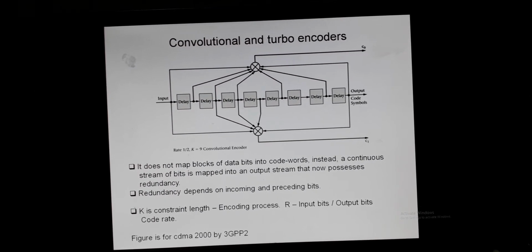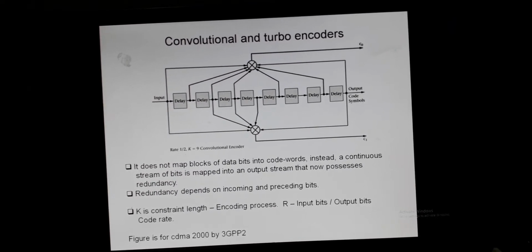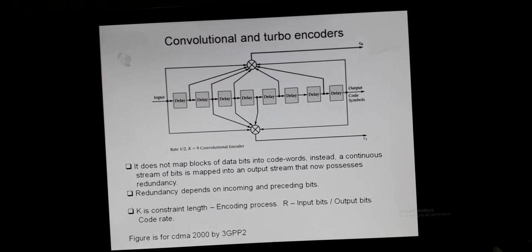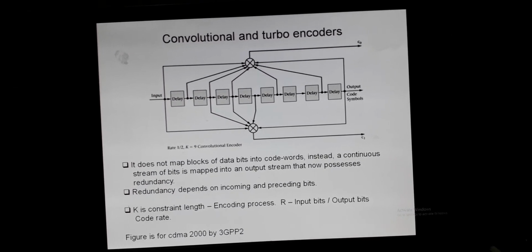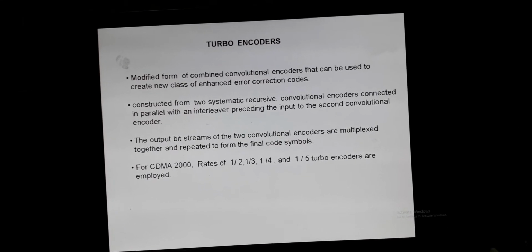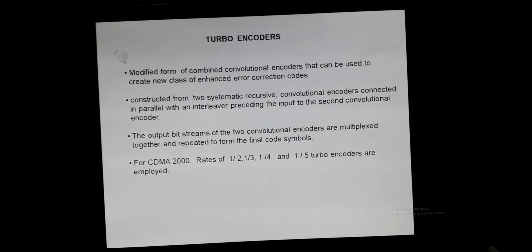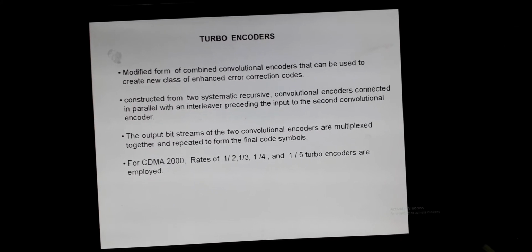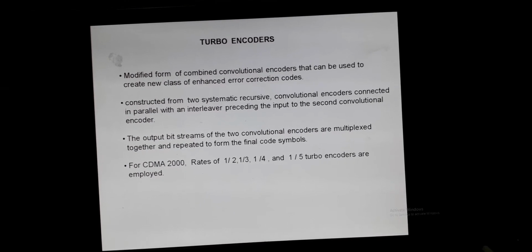If the input is provided and it is followed through delay blocks, they can take the check bits at any points, and it provides redundancy. Redundancy means strength. Now they are also using turbo encoders. It's a modified form of a convolutional encoder. It is constructed from recursive convolutional encoders connected in parallel. In CDMA 2000, the encoding rates are half, 1 by 3, 1 by 4, and 1 by 5.